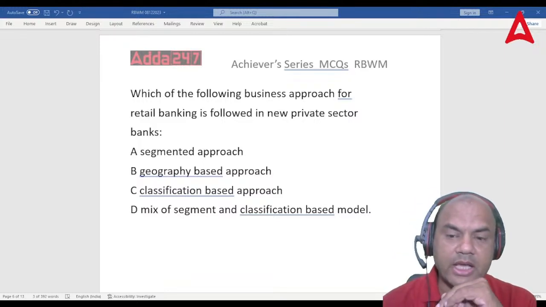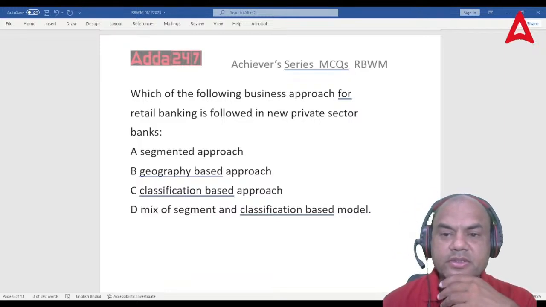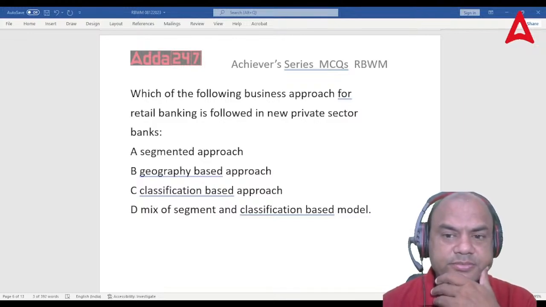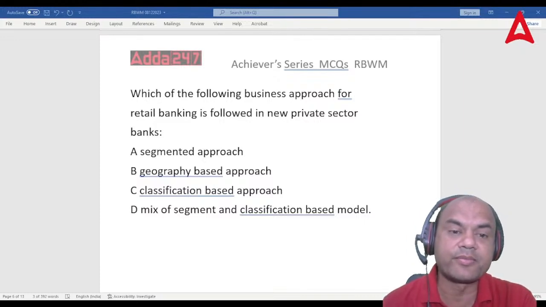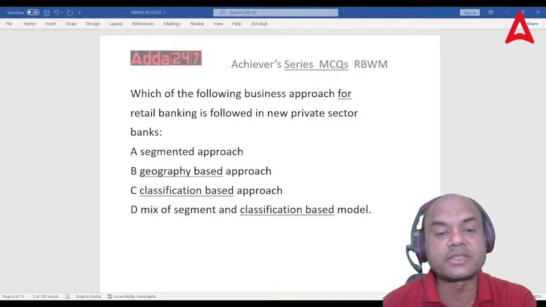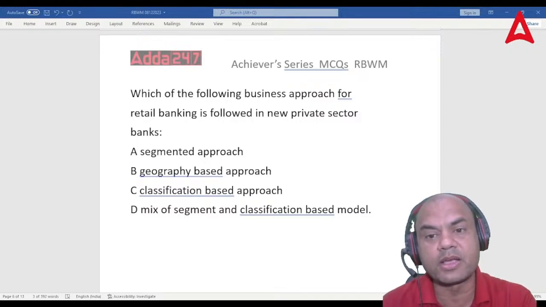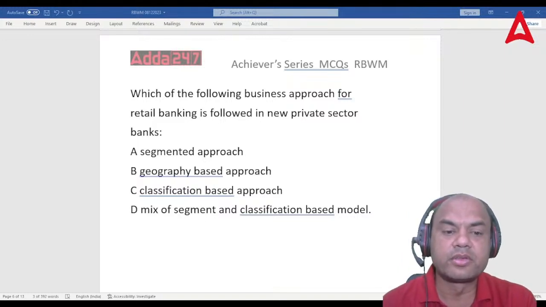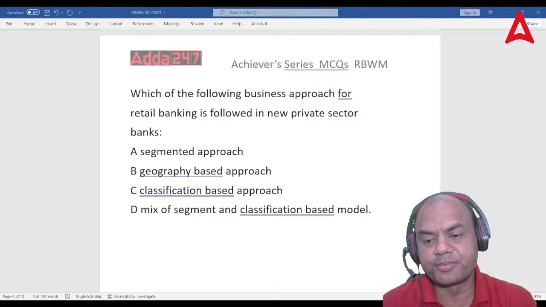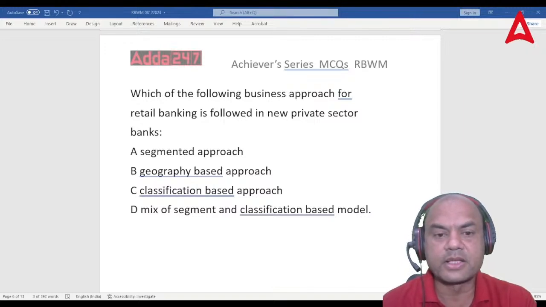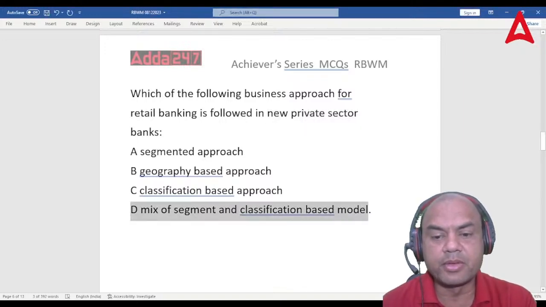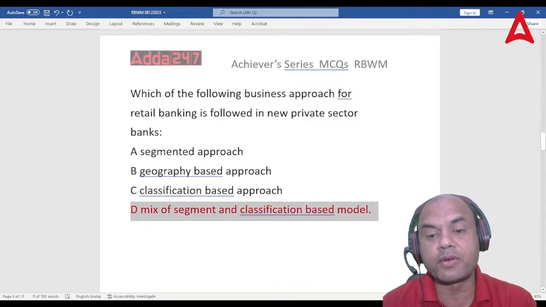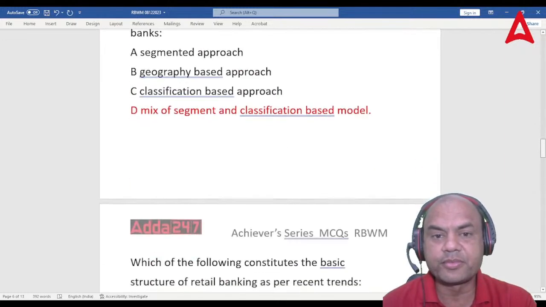Anyone amongst you in private sector banks? New private sector, meaning Axis Bank, HDFC Bank, ICICI Bank, IndusInd Bank, or old private sector banks, meaning Federal Bank, Karur Vysya Bank. Okay. So what is the answer for this? The answer is mix. Remember, it's a mix. New private, these Indian private sector banks always follow the mixed approach. Okay. Next one.